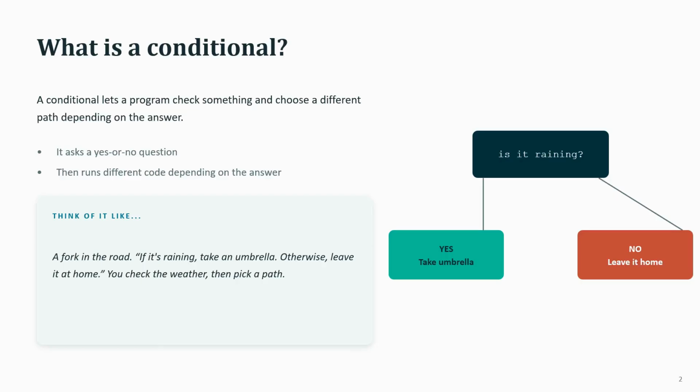So what is a conditional? A conditional lets a program check something and choose a different path depending on the answer. A very simple example is: is it raining or not, which is true or false. There can be many other things. If we just go with the case of true and false, there can be many others: you are studying or not, the student failed or not in the exam, and many other things.